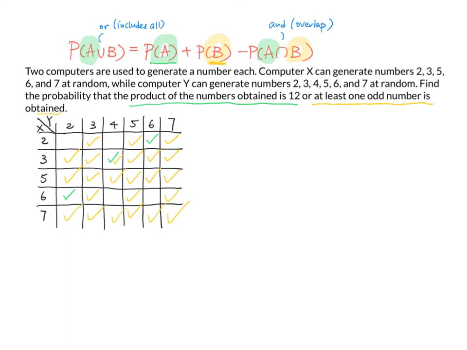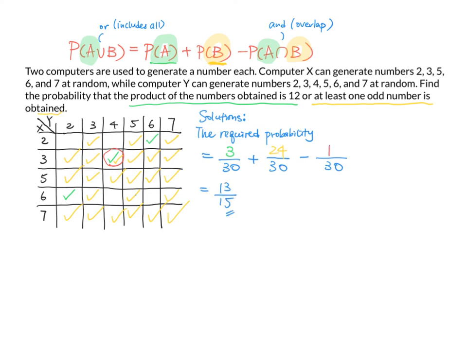And these. And so the required probability would be 3 over 30, the green ones, plus 24 over 30, the yellow ones, minus the intersection, the overlap, which is only this one, right? So that's just 1. And so the answer would be 13 over 15.